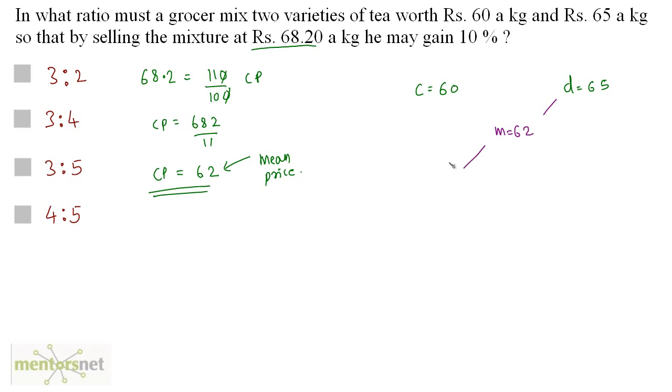On the left hand side I have 65 minus 62, and that's 3. On the right hand side I have 62 minus 60, that's 2. So the ratio of the quantity of the cheap variety upon the quantity of the costlier variety will be 3/2. So that's what we have been asked. So the ratio is 3:2. Option A.